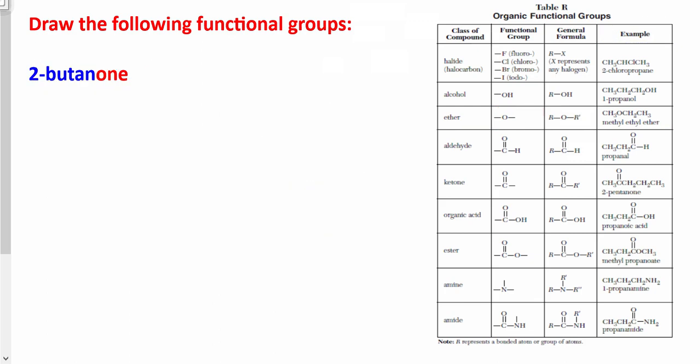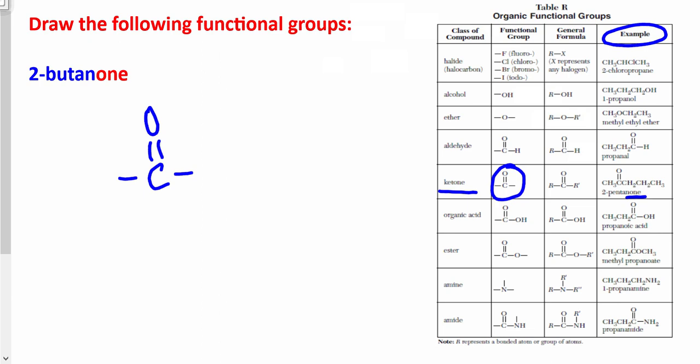The following one is 2-butanone. Please pause the video and figure out the functional group by looking at reference table R, and then play the video to check your understanding. So for butanone, I realized by looking at the example, it sounds like 2-pentanone. It ends with ONE, so that's how I recognized it's a ketone.